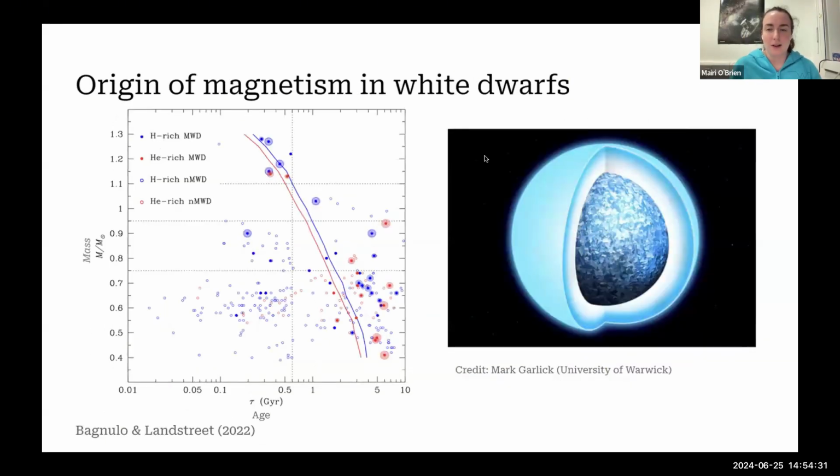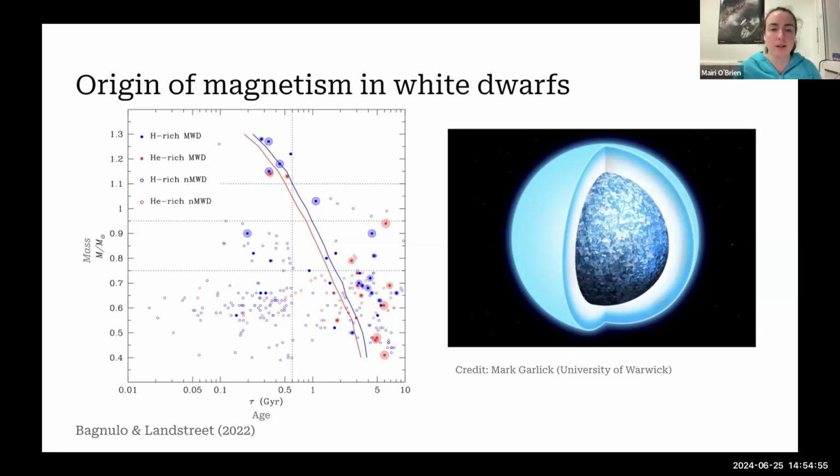And the final exciting science thing that we've got here is the origin of magnetism in white dwarfs. About 1 in 4 white dwarfs harbors a magnetic field, and the origin of that is debated. But by looking at the 40 parsec sample, we're able to see that as a white dwarf ages and cools down, there is an onset of magnetism.